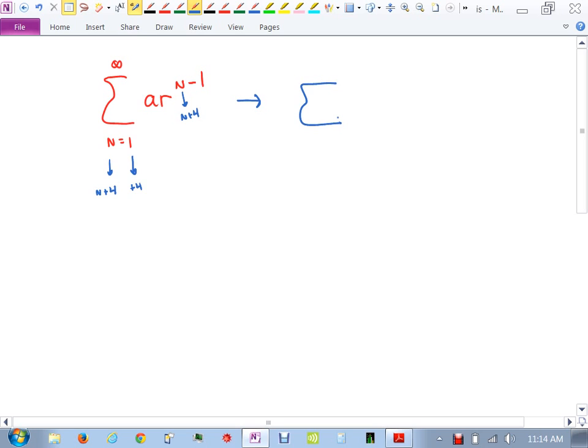You'll have to include the minus 1, yes. So what we'll get is this: n plus 4 equals 5, and then ar to the n plus 4 minus 1. Does that work? Does just adding 4 to everything work? What are you still getting on the bottom?